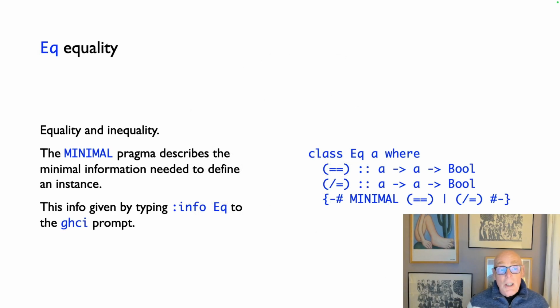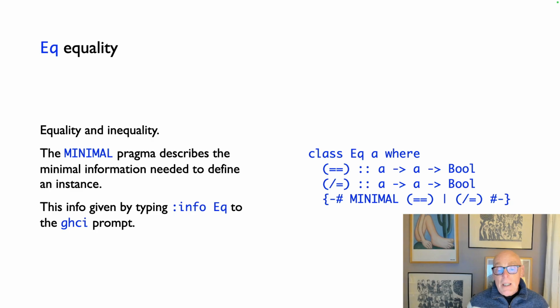Something that we've seen a lot is the Eq type class for equality. It's described by an interface that contains two functions. One is the equals function, the other is the not equals function. They're both of type a to a to Bool, so they compare two elements of the same type, and for a type to be in that class, at least one of those has to be implemented.